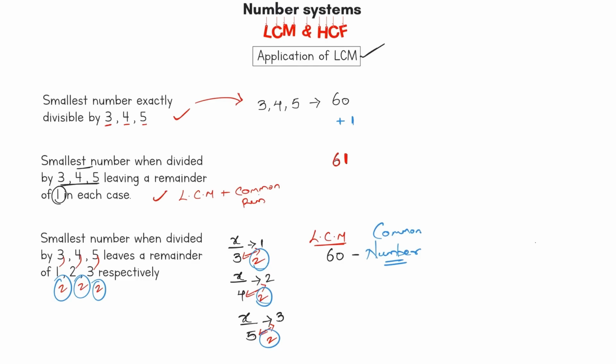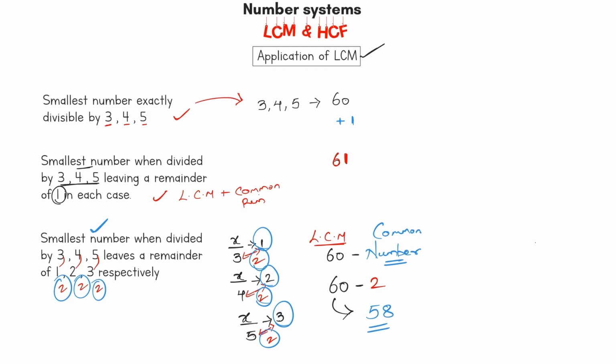So what did I do? What is the common number here? 2. LCM is 60, right? 60 minus 2, the answer is 58. So 58 is that number. When you divide it by 3, you will get a remainder of 1. When you divide 58 by 4, you get the remainder as 2. When you divide 58 by 5, you get the remainder as 3, and it is the smallest number.